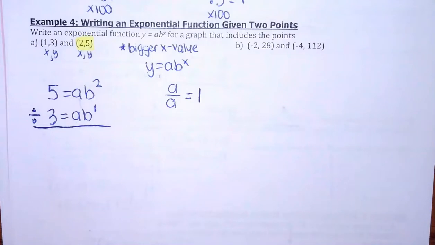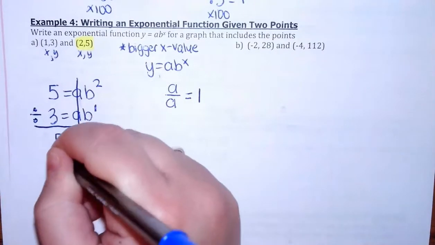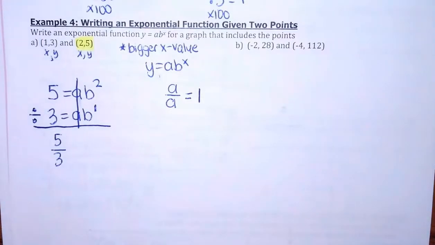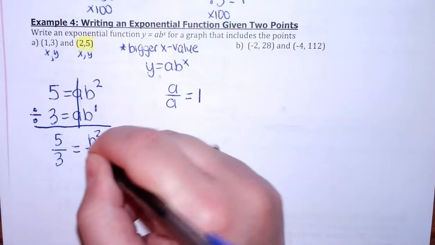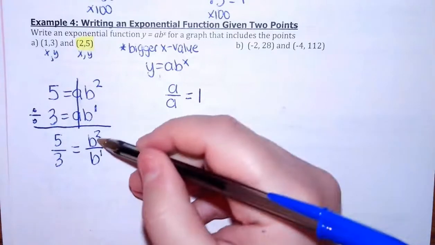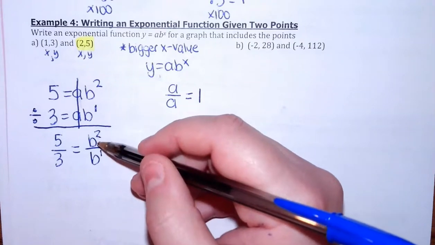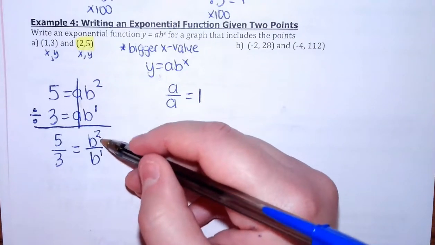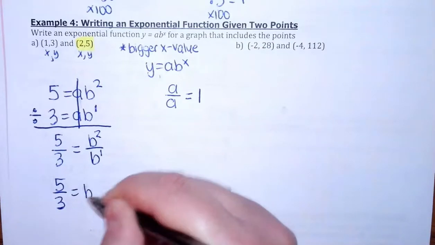So when I divide this, it doesn't actually divide nicely, it's just going to be 5 over 3. And then this is going to give you b squared over b to the first. If you want to skip this step that I'm doing right now, you totally can. But what's going to happen here, if I subtract my exponents, or if I say, where do I have more b's, the top or the bottom, this is going to end up just being 5 over 3 is equal to b. Let me explain that real quick.